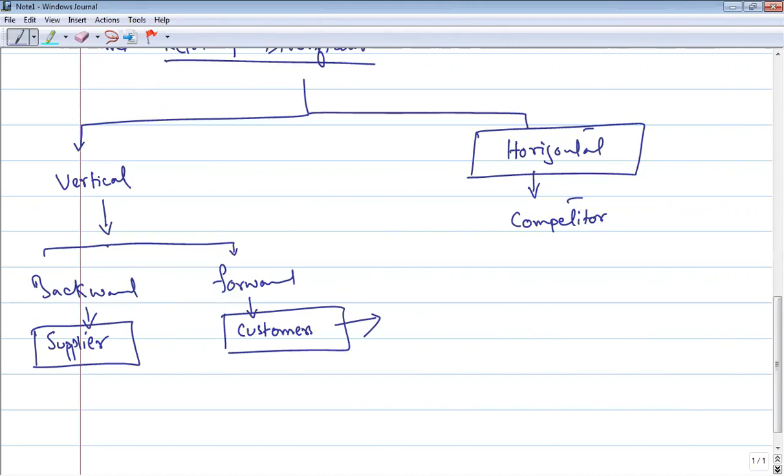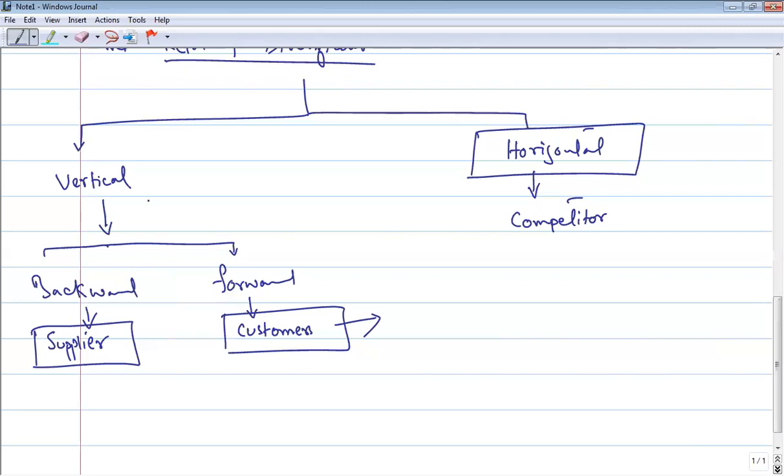Okay, let me give you an example. Microsoft buying Nokia, and Nokia used to get operating systems from Microsoft. So Nokia used to be a customer of Microsoft, and then later on, Microsoft bought Nokia. So it's actually a vertical, forward vertical integration. Similarly, if a company buys its suppliers, it would be called backward integration.